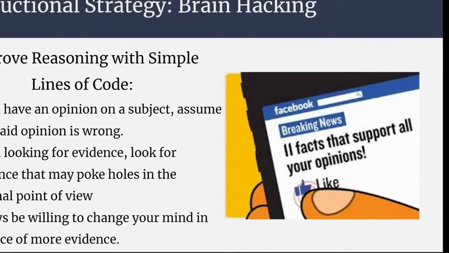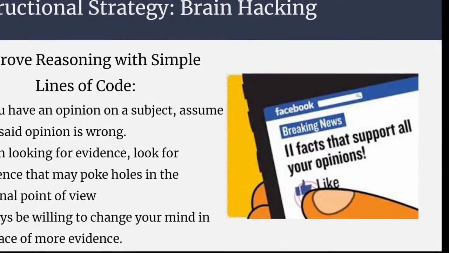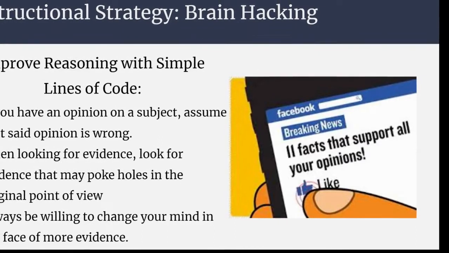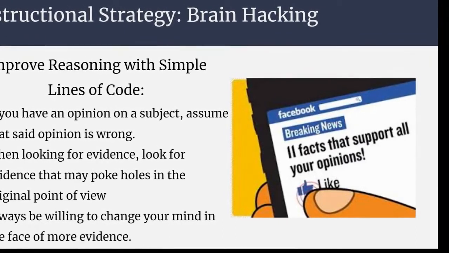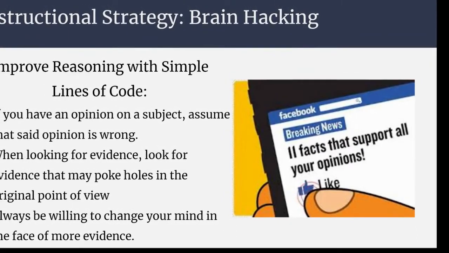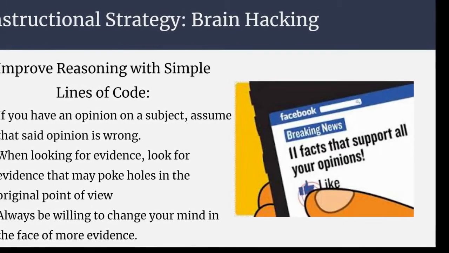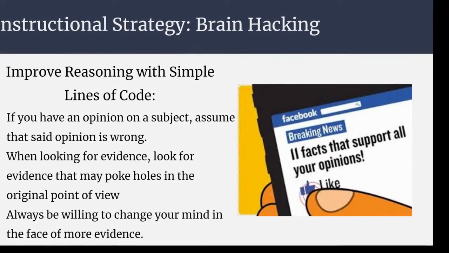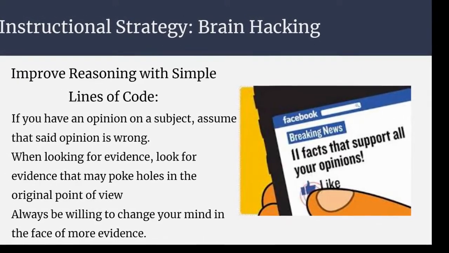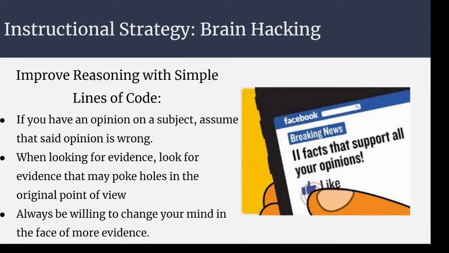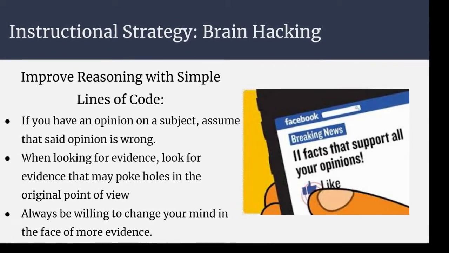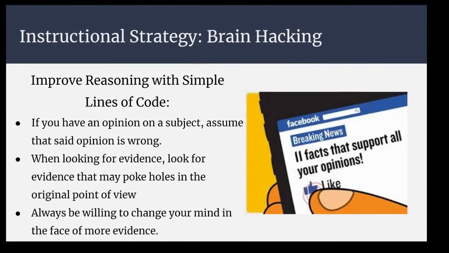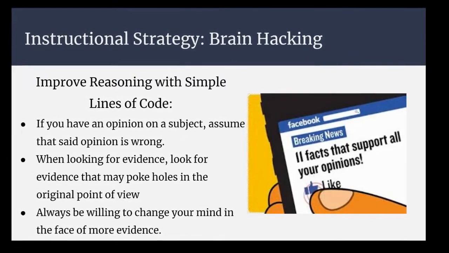Marco Areola has a strategy to combat confirmation bias he calls brain hacking. He says, brains need to be hacked in order to notice this bias and create an algorithm for avoiding it. The strategy is to use simple lines of code to improve reasoning. For example, if you have an opinion on a subject, assume that said opinion is wrong. When looking for evidence, look for evidence that makes holes in the original point of view. Always be willing to change your mind in the face of more evidence.